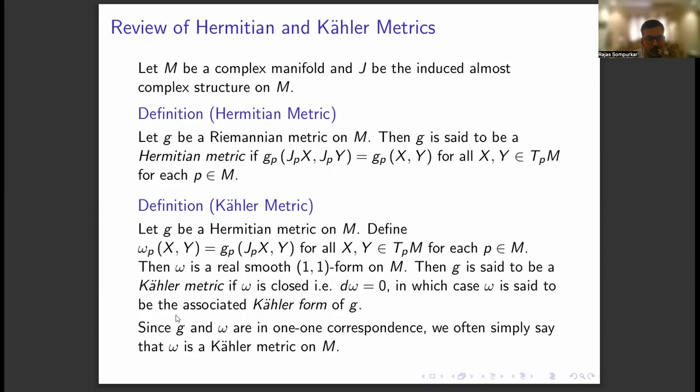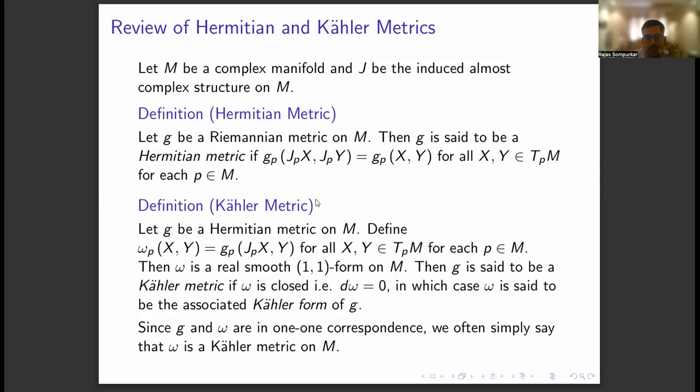But then this Kähler metric and its associated Kähler form are in one-to-one correspondence with each other, and that's why we also sometimes say that omega is a Kähler metric. And then as we saw, the Chern and the Levi-Civita connections correspond if and only if the Hermitian metric is Kähler. So that's why the notion of a Kähler metric is very important.